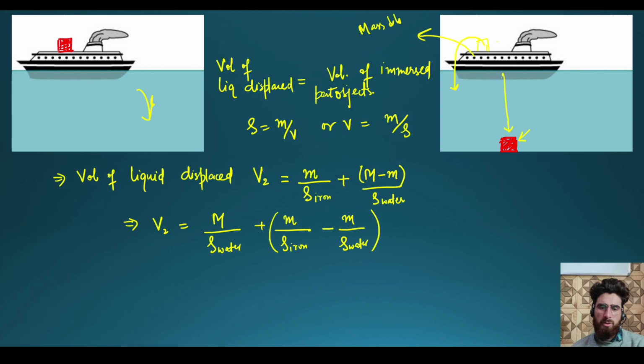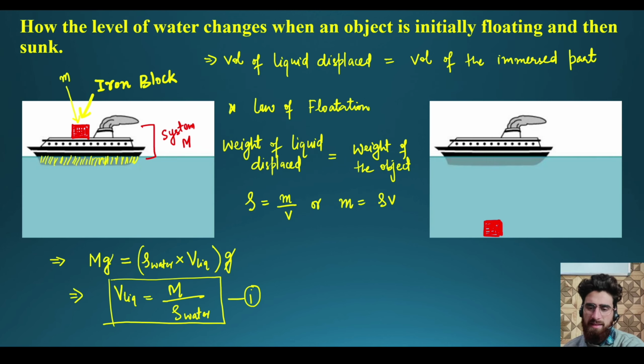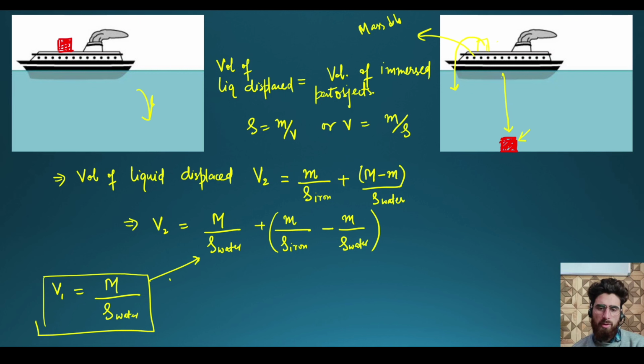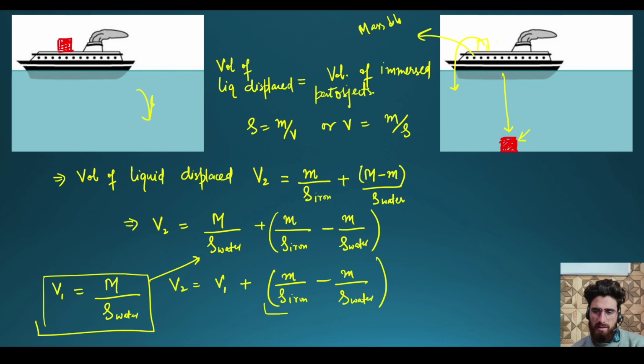Okay, this is V2. Let me write V1 here. V1 was the volume in the first case. You can see clearly, the volume of the liquid displaced in the first case was mass of system upon density of water. At that time the liquid was water. Now if I have this thing equal to V1, I can replace it here. So I can write V2 equals V1 plus mass of iron cube upon density of iron minus mass of iron cube upon density of water. Now this term is going to define whether the volume the second time is going to increase or decrease.